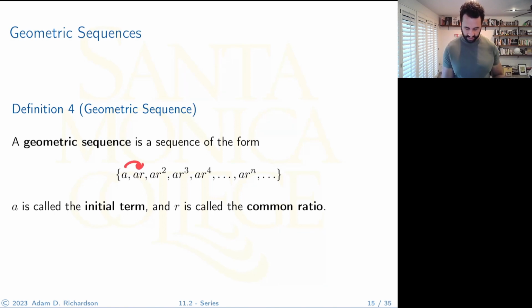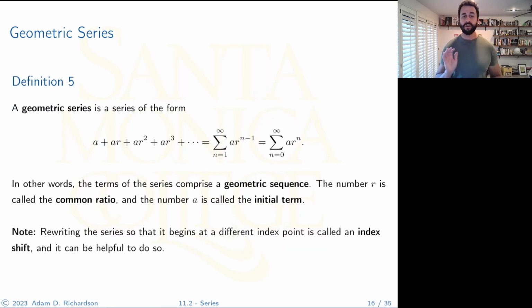So to get the next term in the sequence, you keep multiplying by r. So times r, times r, times r, times r. That's why it's called the common ratio. All right. Now, a geometric series is a series of this form. So a geometric series is what you get when you add up the terms of a geometric sequence. So don't get those two mixed up. There's a difference between sequences and series, but we use sequences to explore series and what they converge to.